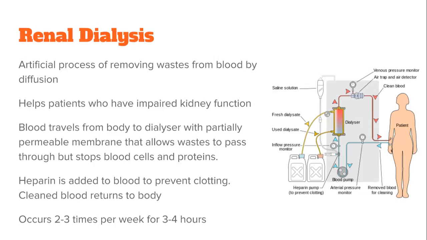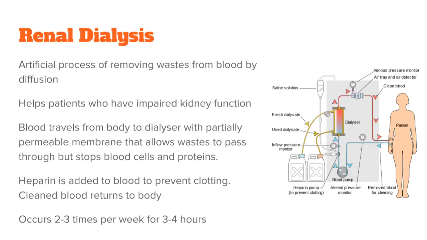The final part of this video is a quick and brief overview of renal dialysis before you undertake your secondary research task. And renal dialysis is an artificial process that removes waste from our body, and it happens because a person will have an impaired kidney function. And we know that if kidneys don't function correctly, there's a buildup of waste products in our body, which can be toxic. So some patients will undergo this treatment to ensure that they can remove that waste from their body.